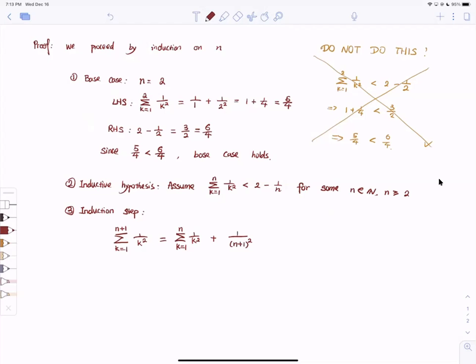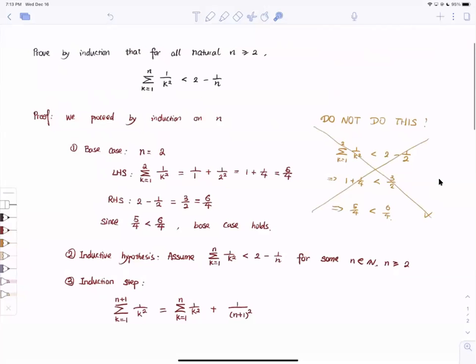So far, does anyone have any questions? What if n equals 1? Well, n cannot be 1. Remember, our base case is 2 because this is only true for n greater than or equal to 2.